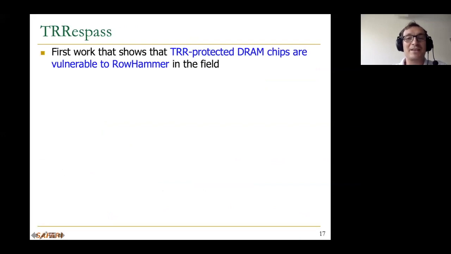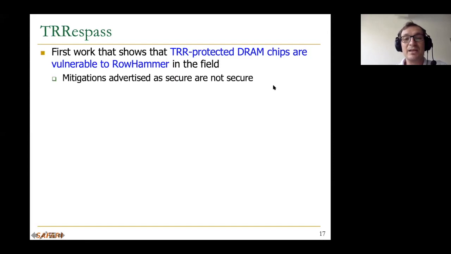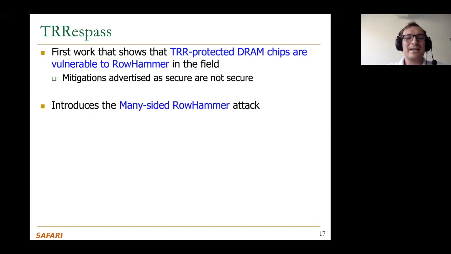So let me give you the high level perspective. Basically, the takeaway overall is this is the first work that shows that target row refresh protected DRAM chips are vulnerable to RowHammer in the field. And mitigations advertised as secure are not secure, basically. It's always good to do this kind of vulnerability attack research, especially if you don't have people cooperating in providing security, right? Because DRAM chips clearly are used everywhere where computers are, and you really want manufacturers to cooperate. There are multiple ways of getting them to cooperate, and one way is actually showing that the chips are vulnerable. And I think an important contribution of this work is to introduce a many-sided RowHammer attack.